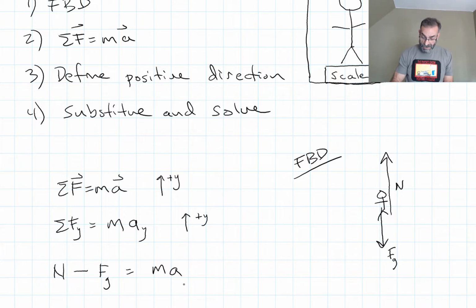Now I'm ready to substitute and solve. Let's make our person be 50 kilograms. Our acceleration is 2 meters per second squared in the upward direction. And we want to know what the scale reads. The scale is telling us the normal force. That's the interaction between our feet and the scale. That's the normal force.